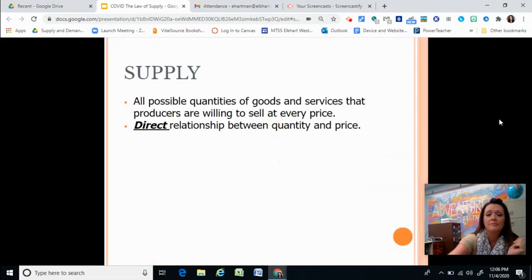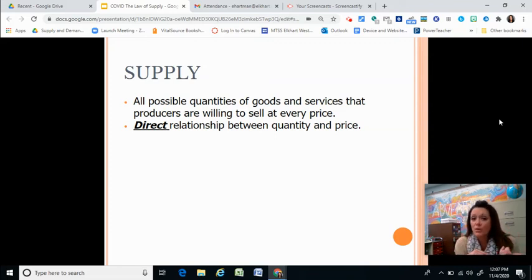lens of profit. So first of all, the definition of supply illustrates all possible quantities of goods and services that producers are willing to sell at every price. And there's a direct relationship between quantity and price. So, unlike demand, which has an inverse relationship, within supply, the higher the prices, the more that producers will be willing to sell. Will they be able to sell them at every price? No, because consumers, of course, want low prices. But right now, we're just looking at things from the business owner's point of view.